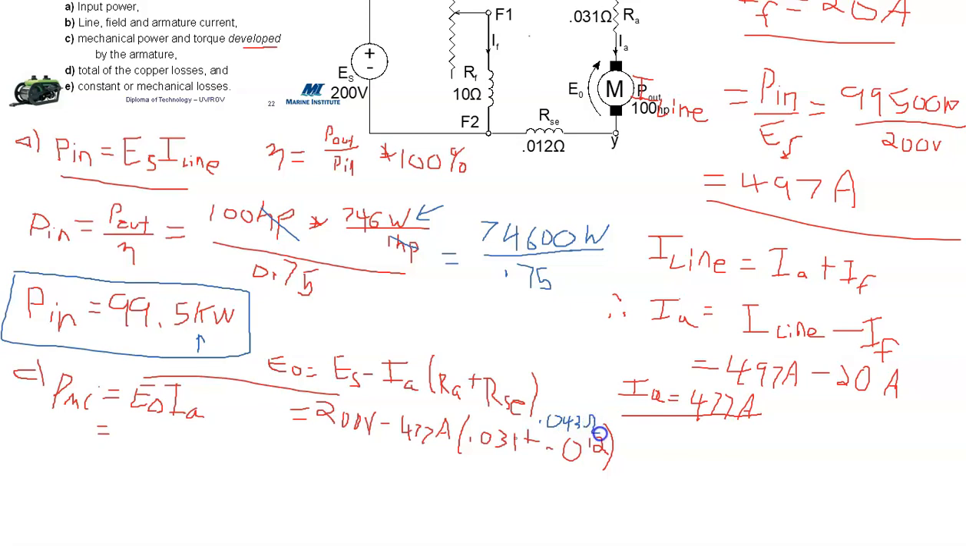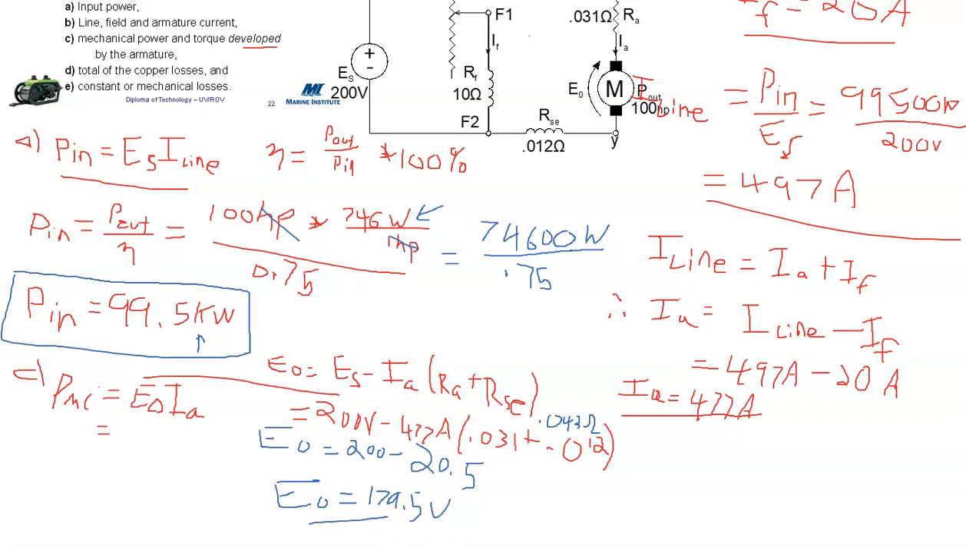0.043 ohms, and so then E0 becomes 200 volts. Subtract the voltage drop in the armature circuit, which comes out to be 20.5, and that gives us E0 at 179.5, and I didn't round that to 180 volts for E0.